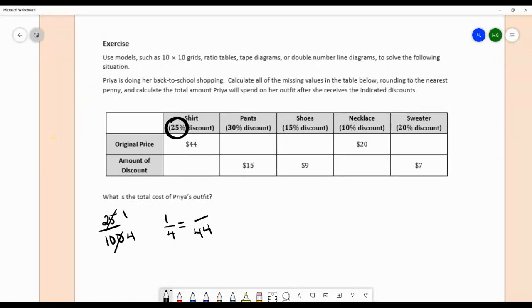We need to find out what number goes up here. How do I get from 4 to 44? Yeah, I multiply by 11, got bigger. So I multiply the top by 11 and I get $11. Now, the discount we just found is $11.